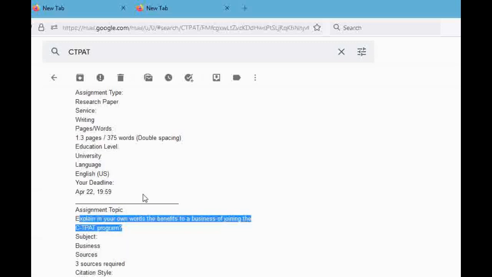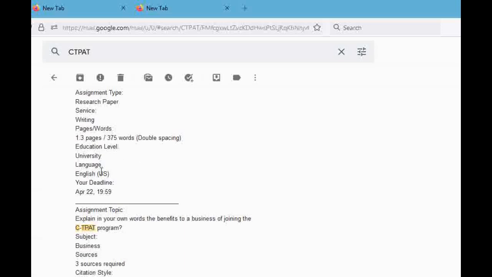instructions to how a question appears. So if you have an account, this is how your question appears. So you can see assignment type, this is a research paper. Service writing pages is 1.3 pages, which is equivalent to 375 words, and you're being told to use double spacing. Educational level is university, language is English US, and your deadline is, so this is like a past paper. I just picked it so that I can show you guys how to go about answering a question.